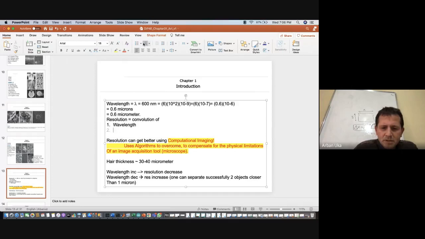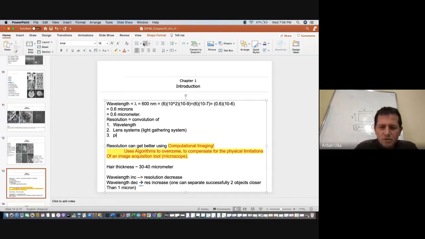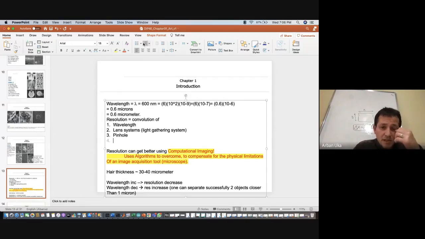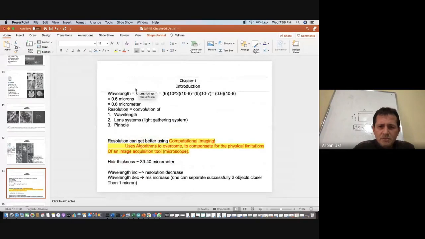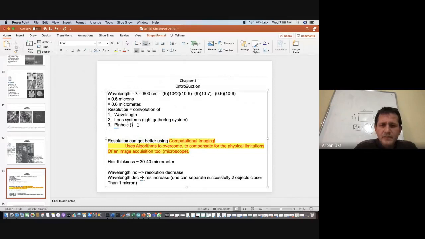Second, lens system. We can also call this one a light gathering system, because you don't even need a lens to acquire an image. With light gathering systems, I can also consider a pinhole. Before the lenses came out, in the early stages in Europe, people were using camera obscura to obtain an image. So these are some aspects.